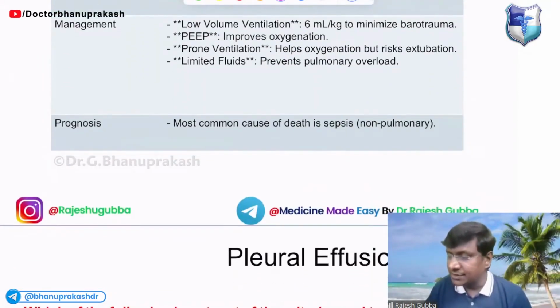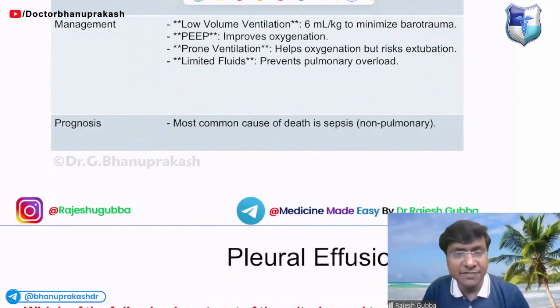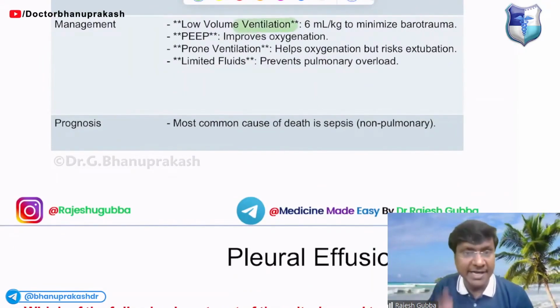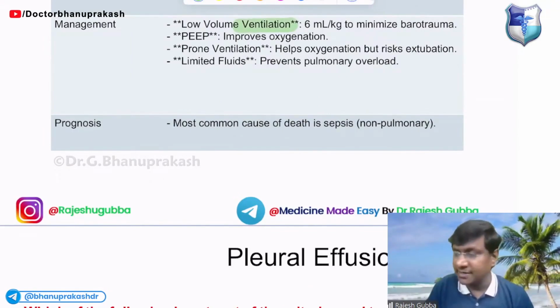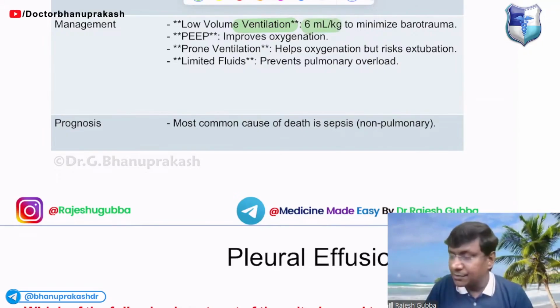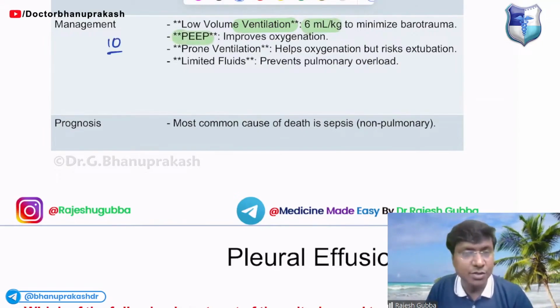Then how do you manage these patients? These patients have to be placed on a mechanical ventilator, and whenever the individual is placed on a mechanical ventilator, the tidal volume that you will maintain is 6 ml per kg, right? And you need to provide adequate PEEP, and usually the PEEP will be around 10 centimeters of water, which will give positive pressure to the alveoli.